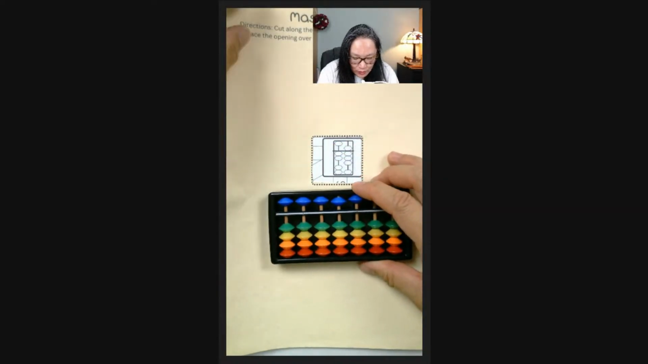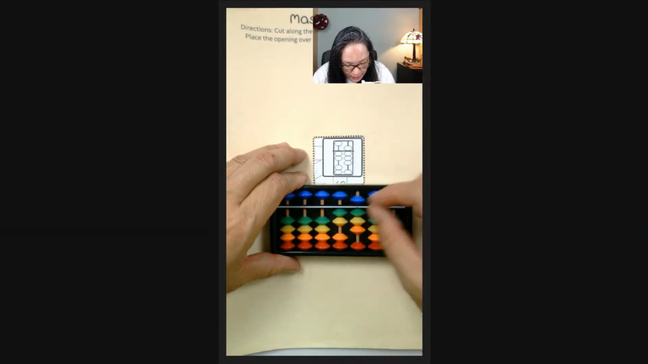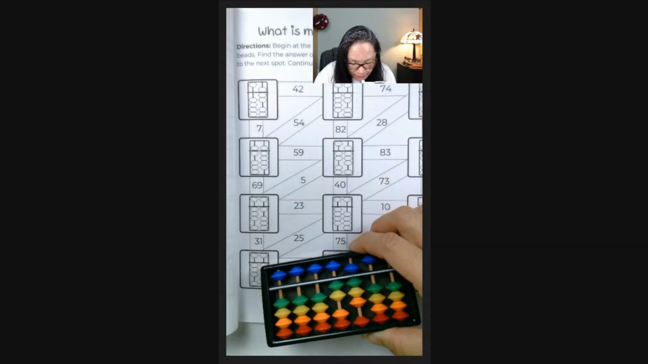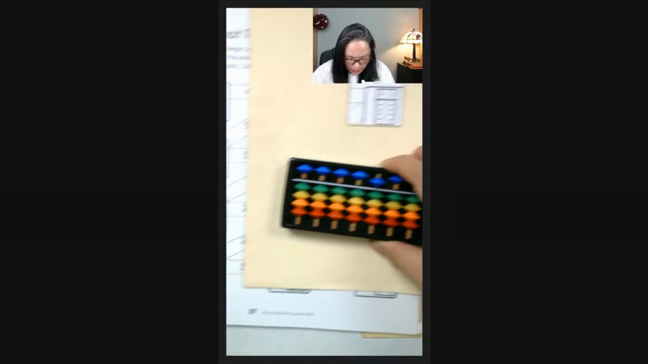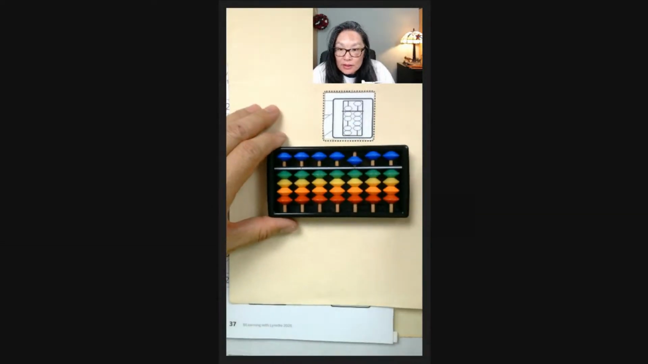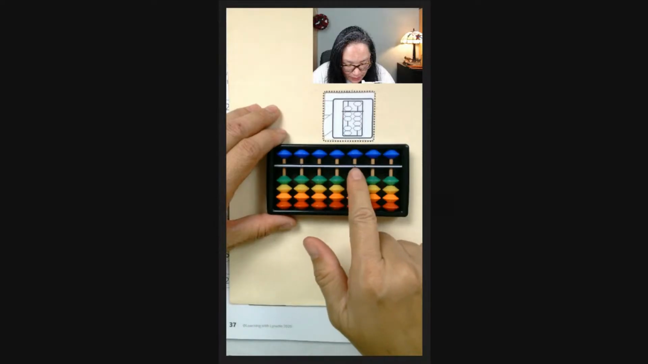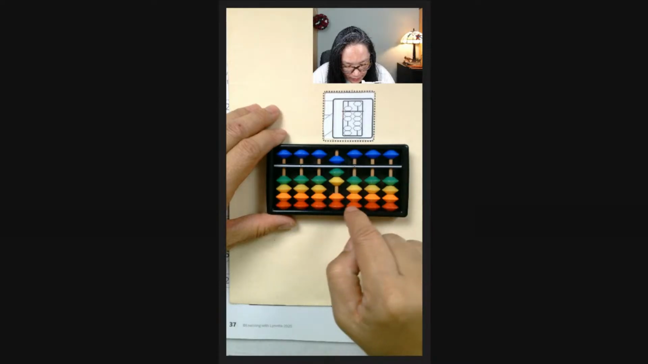All right. So what we're doing is this is 28. How do I know this is 28? Because I have a 2 and I have an 8. 5, 6, 7, 8. The top bead will always be 5. 28. Okay, and then I have my tens and my ones. Notice I have my dot here, so this is my ones.